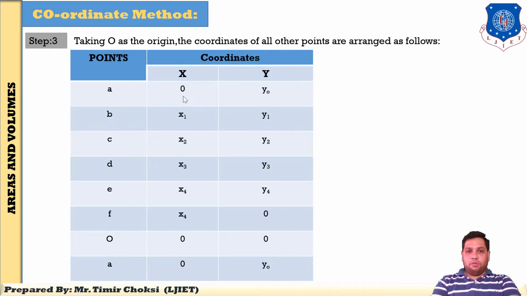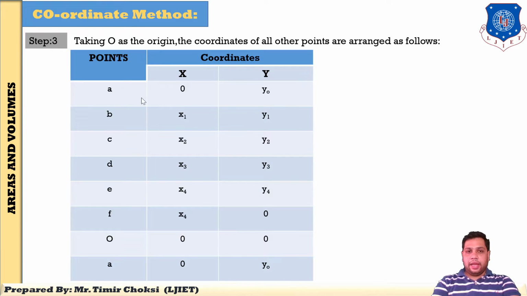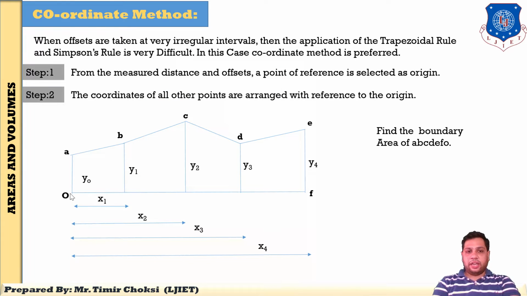So now first, A point. A point X coordinate is 0 and Y coordinate is Y0. So here I have written point A, X coordinate is 0 and Y coordinate is Y0, because starting from this, this is the 0, 0 point. So here you have this X coordinate is 0 and Y coordinate is Y0.